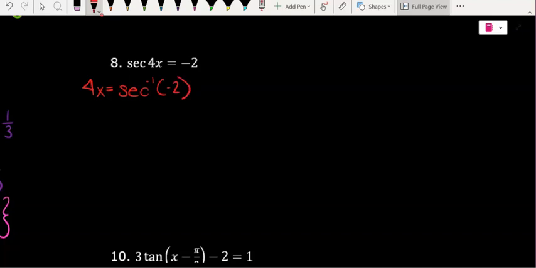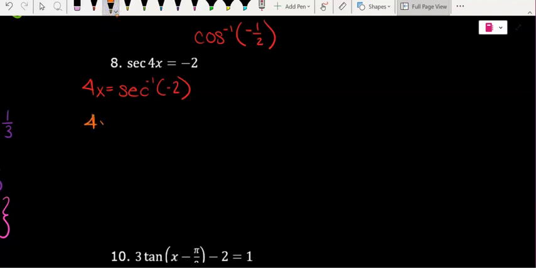Secant is the reciprocal of cosine, so this is no different than having cosine inverse. And what's the inverse of -2? -1/2. So that's what I'm looking for here, whenever cosine is equal to -1/2 between 0 and 2 pi, because that's the restriction I was given for my domain.